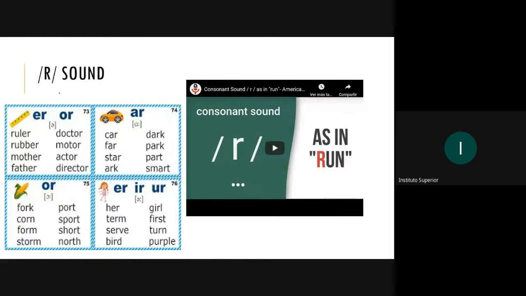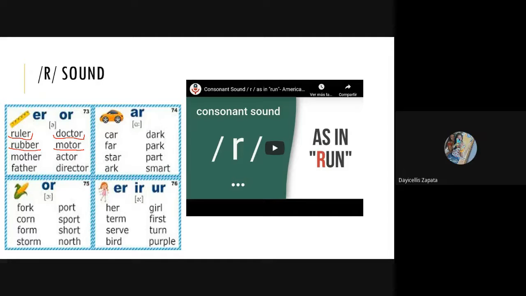Here we have examples to practice. Ruler, ruler, ruler. Here: rubber, rubber, rubber. Okay. Here: doctor, doctor, doctor.